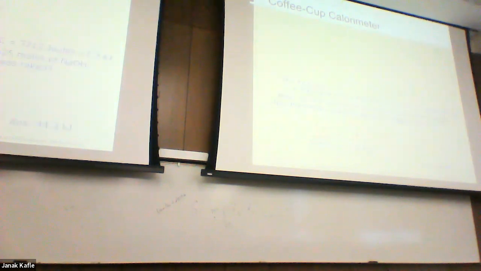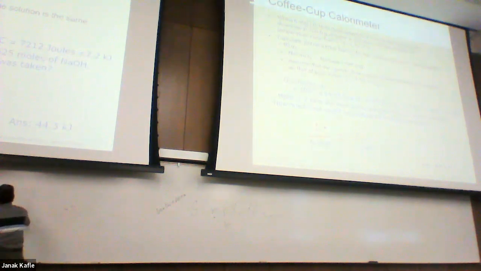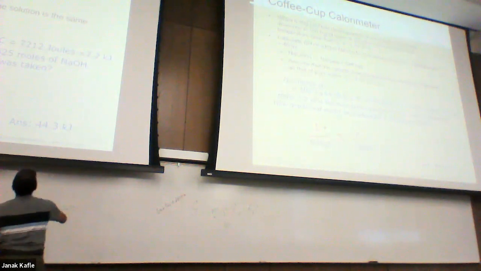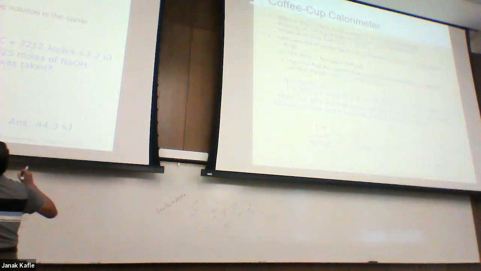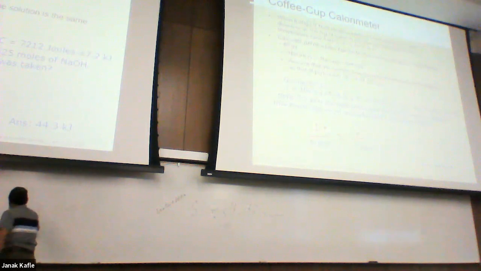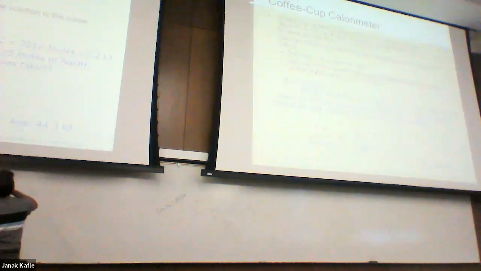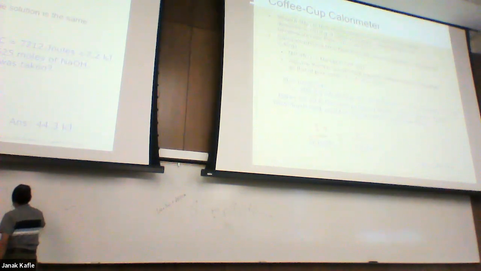So here, let's do one problem. This is a coffee cup calorimeter problem. You put 6.50 gram of solid sodium hydroxide in a coffee cup. So how much sodium hydroxide did you put there? 6.50 grams. And how much is water? 100 gram water. You cover this with the cap, and you are looking at the temperature change here.